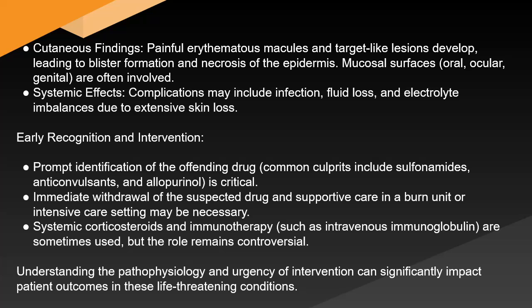Early recognition and intervention: prompt identification of the offending drug is critical. Common culprits include sulfonamides, anticonvulsants, and allopurinol. Immediate withdrawal of the suspected drug and supportive care in a burn unit or intensive care setting may be necessary. Systemic corticosteroids and immunotherapy, such as intravenous immunoglobulin, are sometimes used, but their role remains controversial. Understanding the pathophysiology and urgency of intervention can significantly impact patient outcomes in these life-threatening conditions.